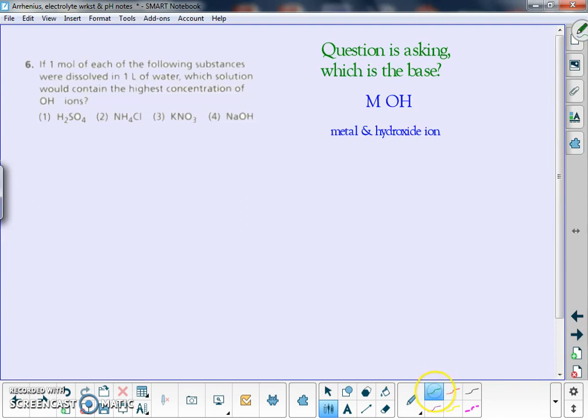Number 6, if 1 mole of each of the following substances were dissolved in 1 liter of water, which solution would contain the highest concentration of hydroxide ions? This question is asking you, which one's the base? Because it talks about the highest concentration of hydroxide ions. That's an indication you're looking for something with hydroxide ions. The only thing that can do that is the base, and that is a metal hydroxide. So you have sodium hydroxide.